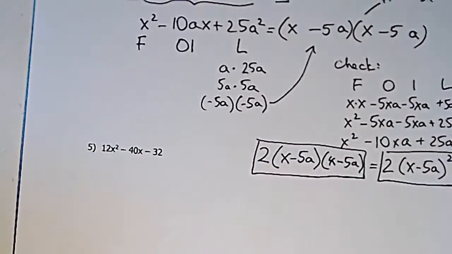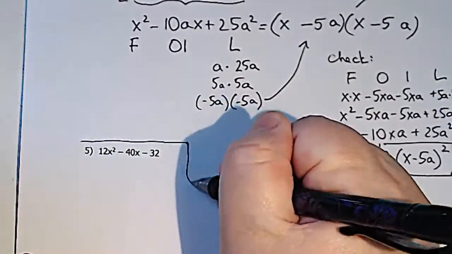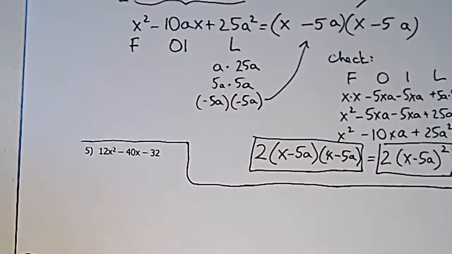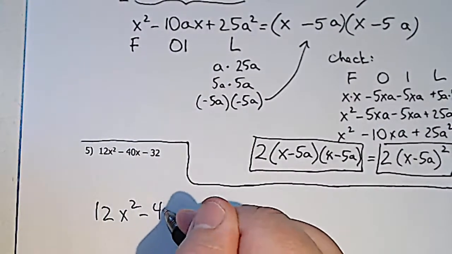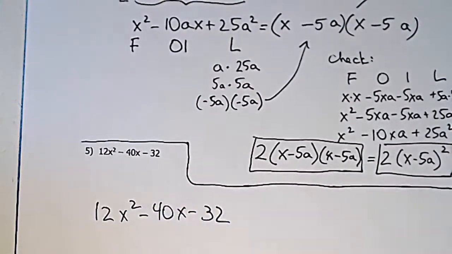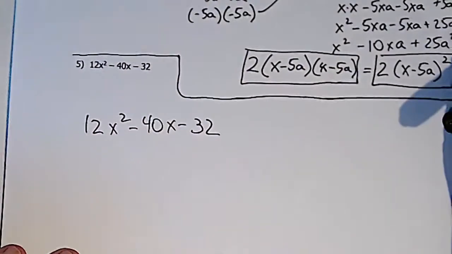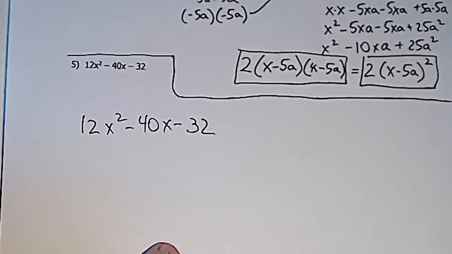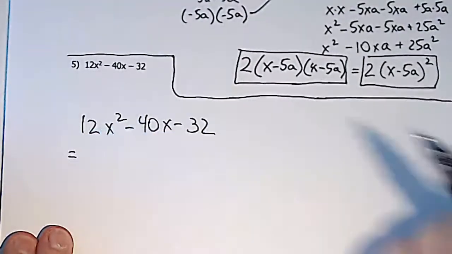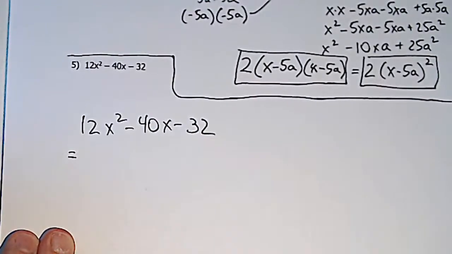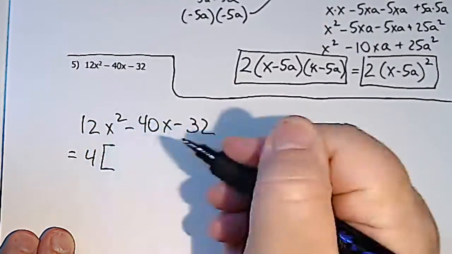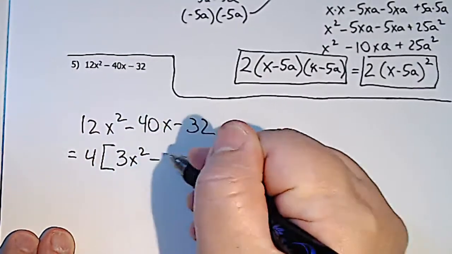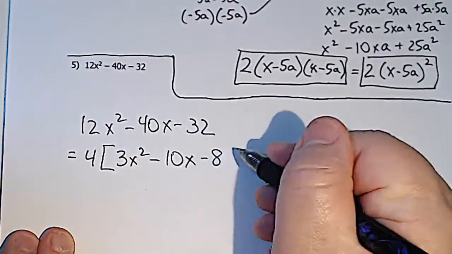Let's try another one. This one, I really am the king of not giving myself any space. I've got 12x squared minus 40x minus 32. This is going to be a much more traditional trial and error problem, or you could use the AC method. But again, first thing I'm going to do is I'm going to notice, wait a minute, 12, 40, 32. All of these are divisible by 4. So let me try factoring out a 4. I get 3x squared minus 10x minus 8.